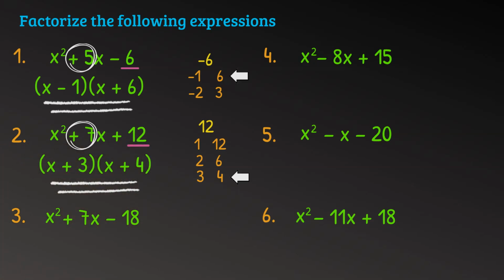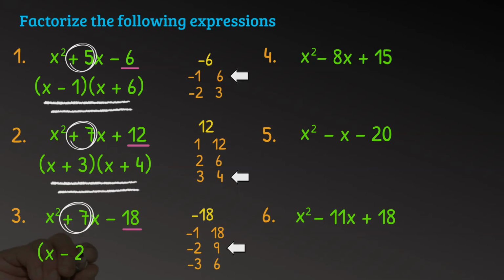In number 3, we need two numbers that multiply together to give us -18. And these include -1 times 18, -2 times 9, and -3 times 6. And as our numbers also need to add up to 7, we can look down our list and see that if we add -2 and 9, that would give us a +7. So we need to use these numbers in the answer, which is x minus 2 times x plus 9.